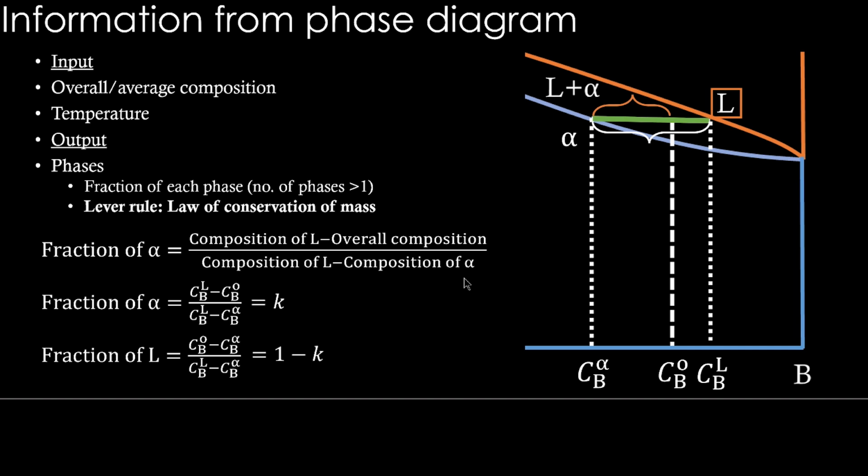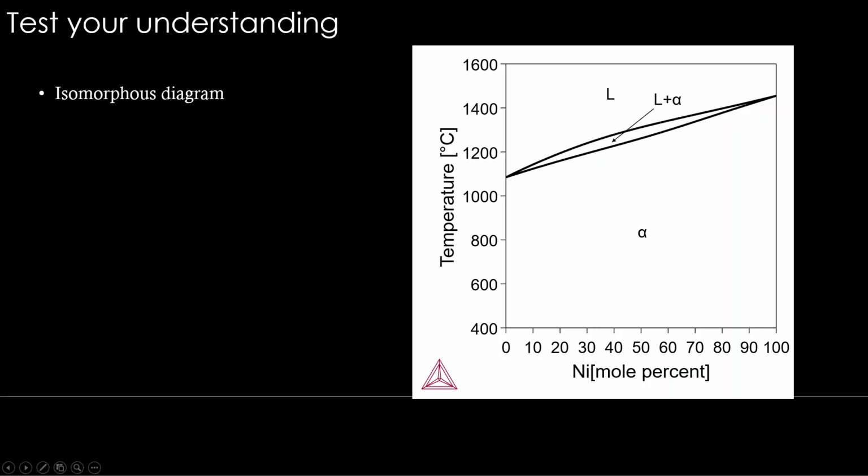You can take up a small test. Now this is an isomorphous diagram. So this is a copper nickel alloy that we are going to consider. This is an isomorphous system. Okay, we are going to consider one alloy in this. The overall composition of that alloy is 40 mole percent nickel.